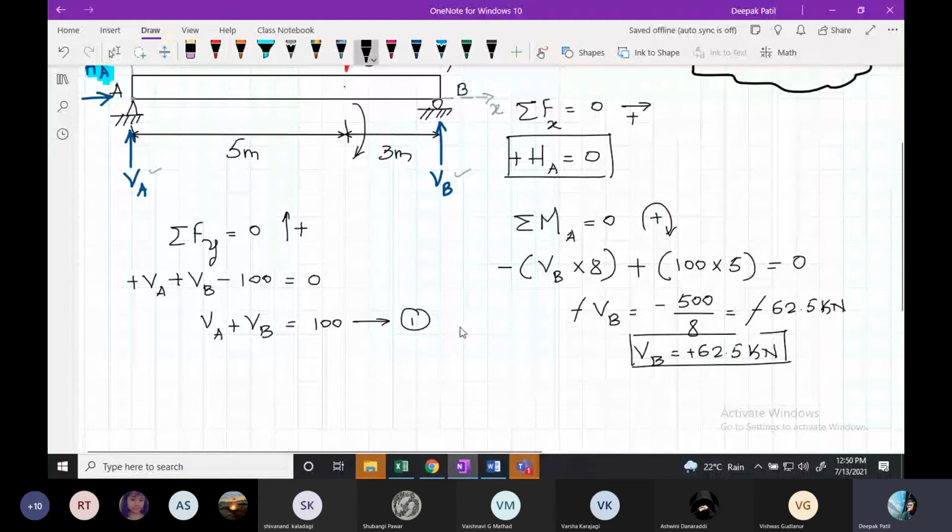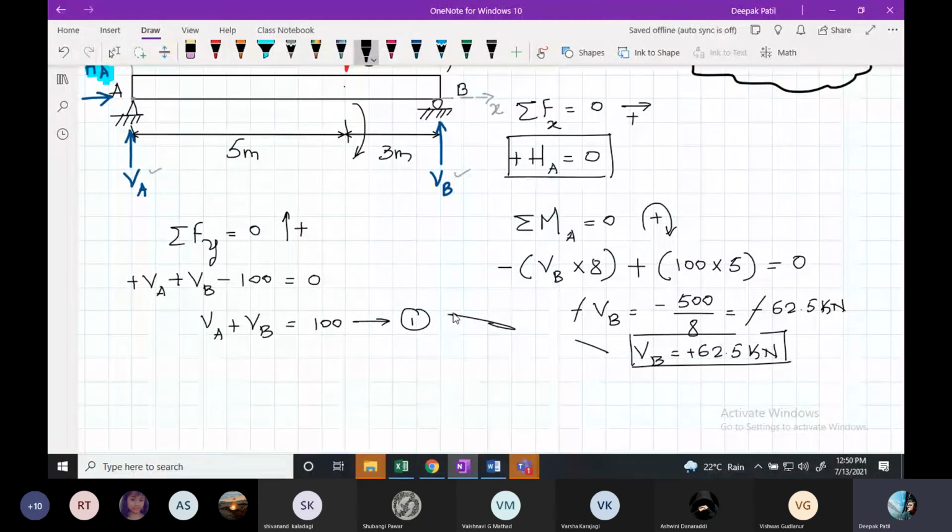Now you know VB, you can directly substitute this value of VB in equation 1. So that is VA plus VB, you have already found out 62.5, equal to 100. So you can get the value of VA, which is equal to 100 minus 62.5. So you'll get the value of VA as 37.5 kilonewtons.